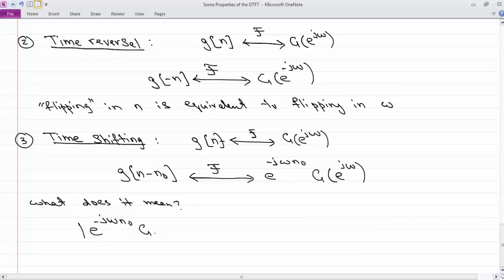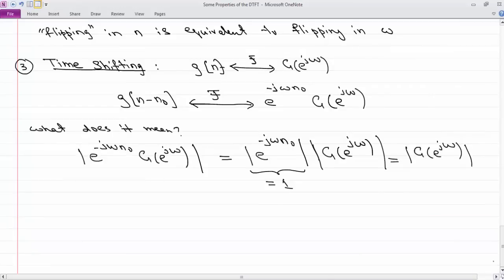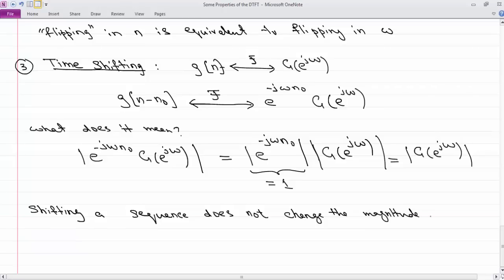So let's verify that from this formula. The magnitude of this new sequence's Fourier transform is the absolute value of e to the minus j omega n naught times G of e to the j omega, and we now divide it into two pieces: the absolute value of e to the minus j omega n naught and the absolute value of G of e to the j omega. And of course, the absolute value of e to the minus j omega n naught is equal to 1. So I get simply the absolute value of G of e to the j omega, which is verifying that shifting a sequence does not change the magnitude of different frequencies.